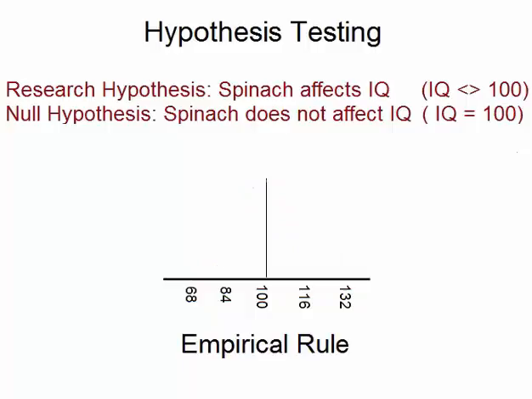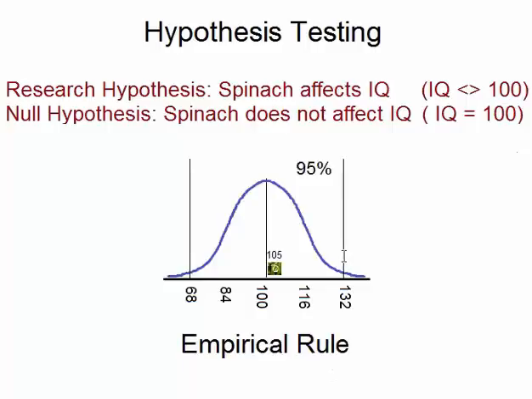All right, so let's test our hypothesis. We're going to randomly sample someone from the population, have that person eat some spinach, give them an IQ test, and find out whether or not we can reject our null hypothesis. Let's say that the person's IQ turns out to be exactly 100. Well, in that case, the result is consistent with the null hypothesis, and we would retain our null hypothesis. But what if the IQ is 105? Would we reject the null hypothesis then?